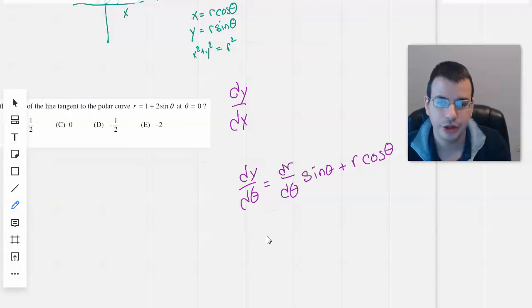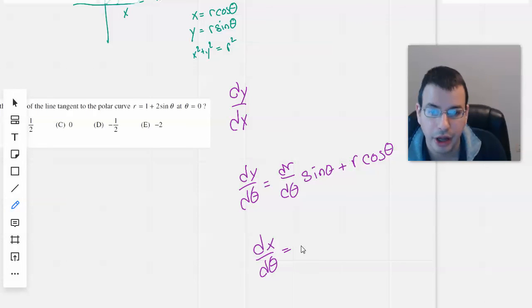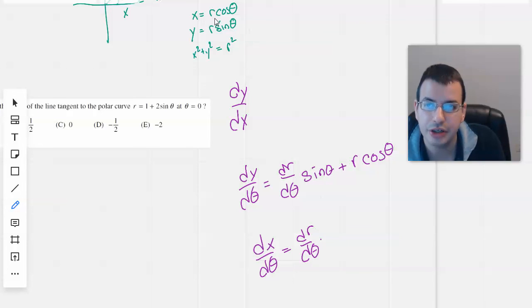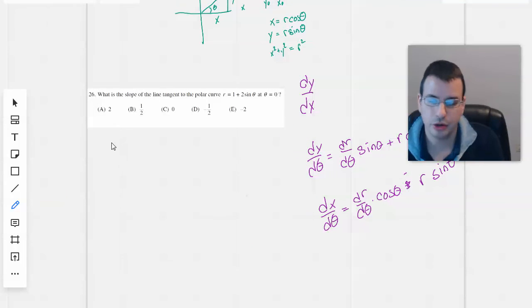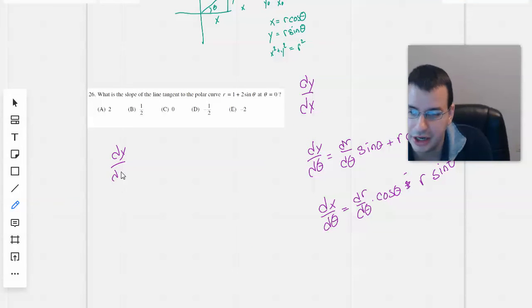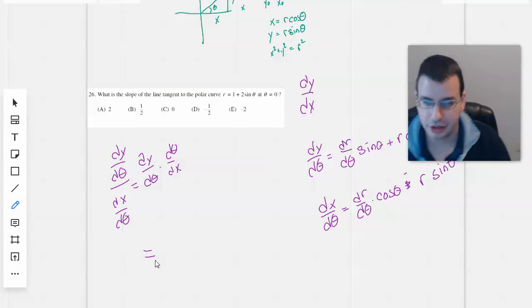And then dx d theta equals, let's see, it'd still be dr d theta times cosine theta, yep, plus r, and the derivative of cosine theta is negative sine theta. So then this would become negative. Putting these together, we have dy d theta over dx d theta, multiplied by their reciprocals, times d theta dx, and then do an equal sign down here.